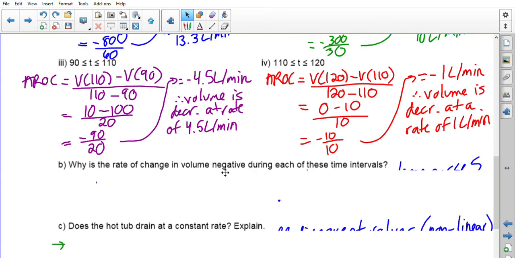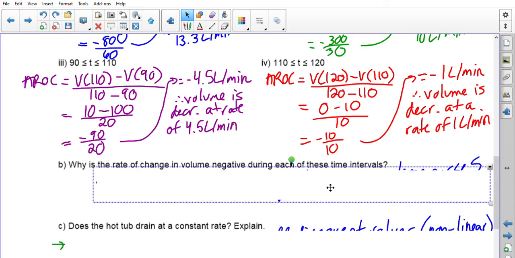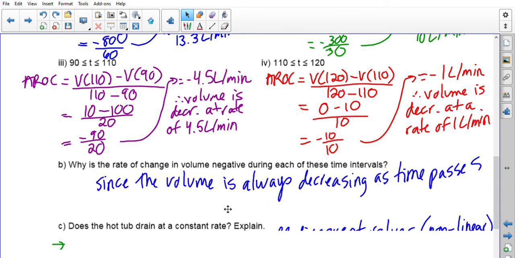So why is the rate of change in volume negative during each of these time intervals? That's because the volume is always decreasing as time passes, so it never mentions where the bathtub is being filled back up.